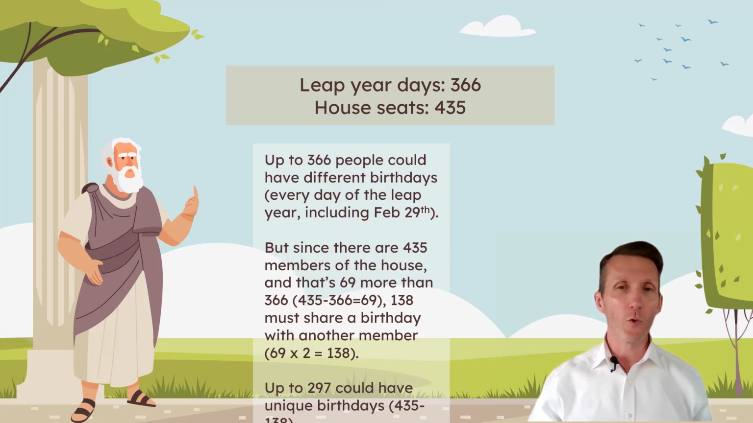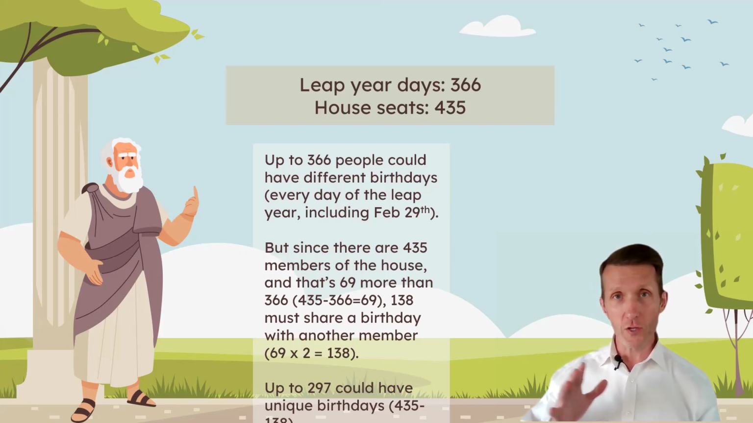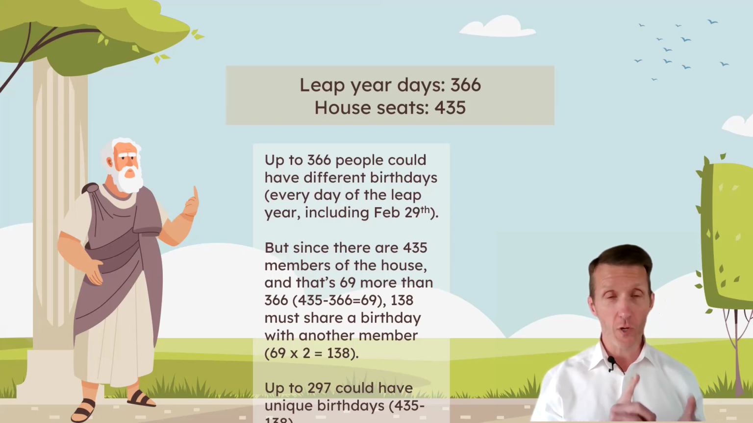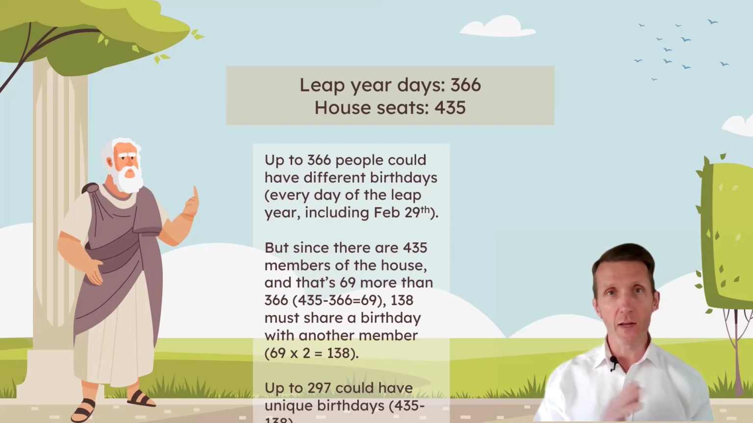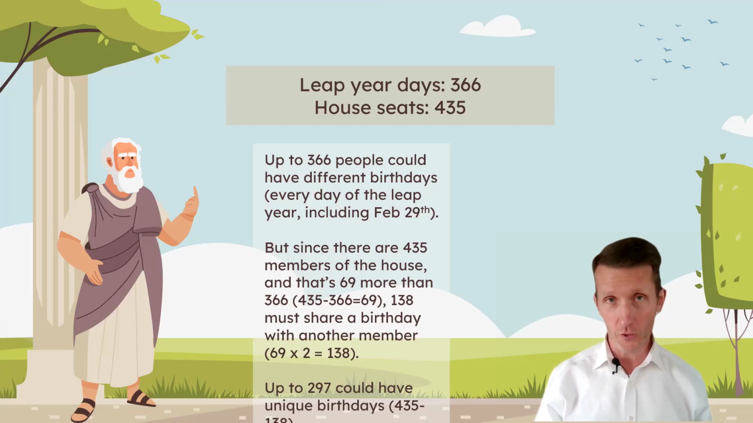And so if you look at that 435 members and you do a little bit of math, you're going to realize that there are 69 more members of the House than there are days in a leap year. Therefore, there are going to be 138 members that share a birthday with another person. It has to be 138 because you've got that 69 that's over the 366 threshold, right? So all those people aren't going to have a unique birthday, and they're going to share a birthday with 69 of those 366. So you've got every day accounted for in the first 366, January 1st, January 2nd, even February 29th, because it's a leap year. Each of those days accounted for up to number 366.